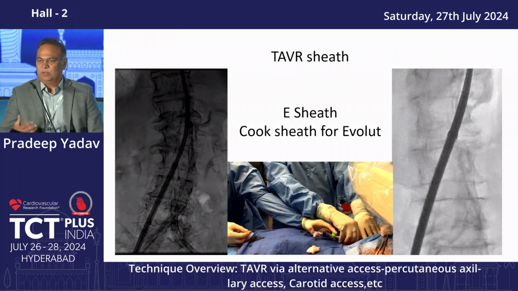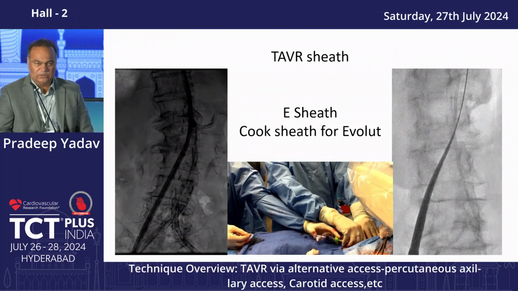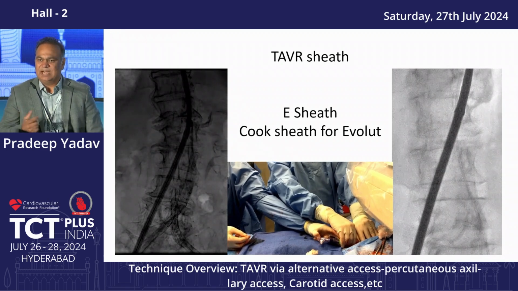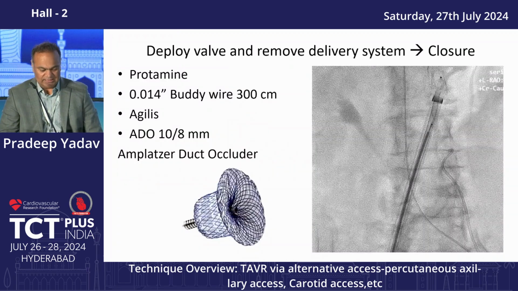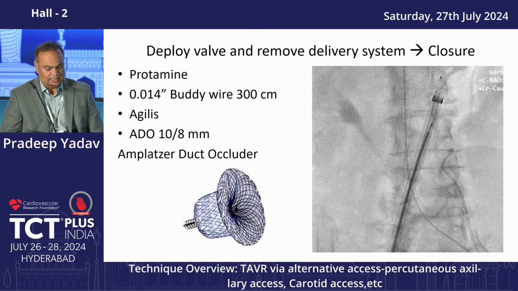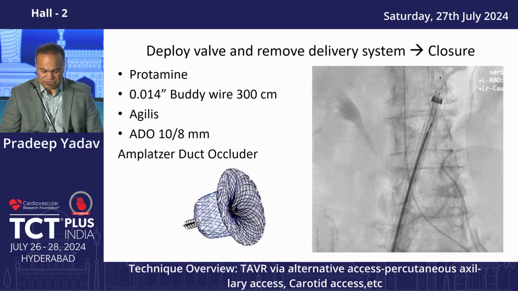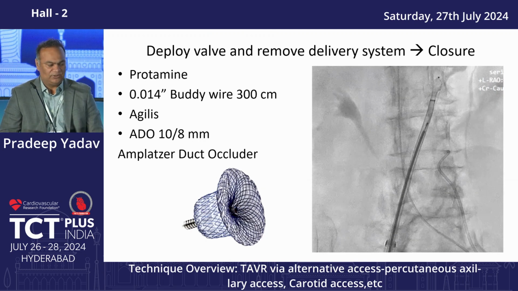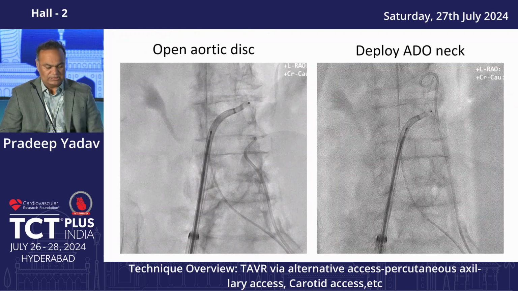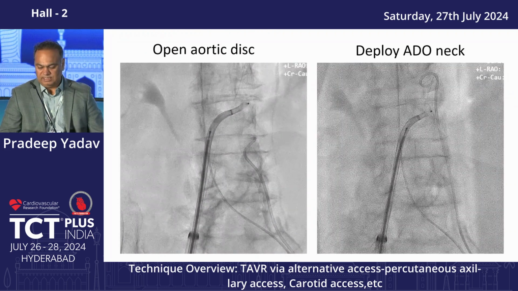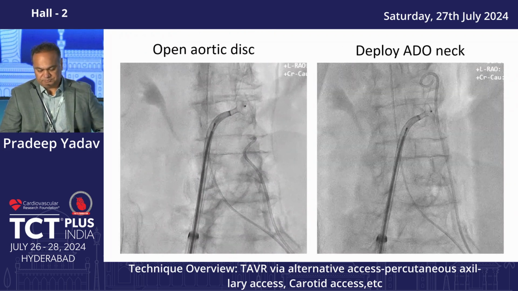After that, you deploy the TAVR valve, and when you're coming out, you take the big sheath out and basically use an Agilis to deploy this occluder. This is a PDA first generation occluder. Typically a 10 by 8 is good for almost all kinds of valves. You use an Agilis just to tilt it 90 degrees to get it really coplanar to your puncture site.